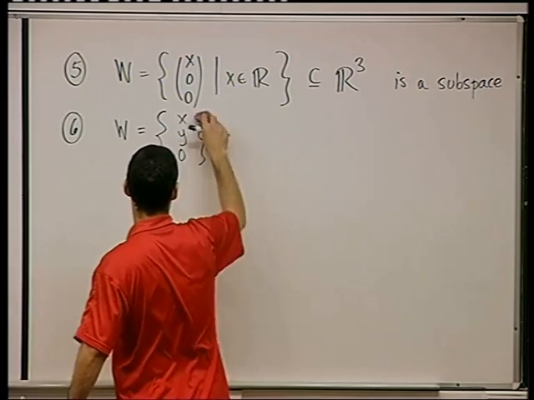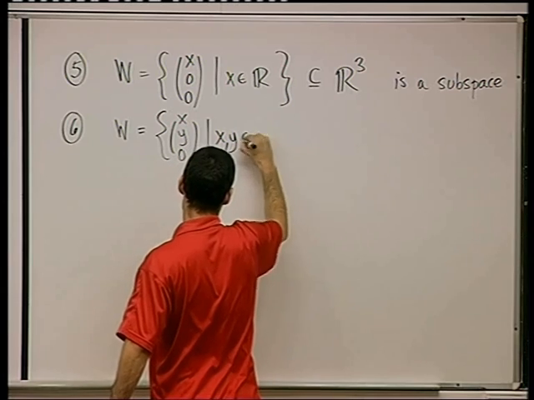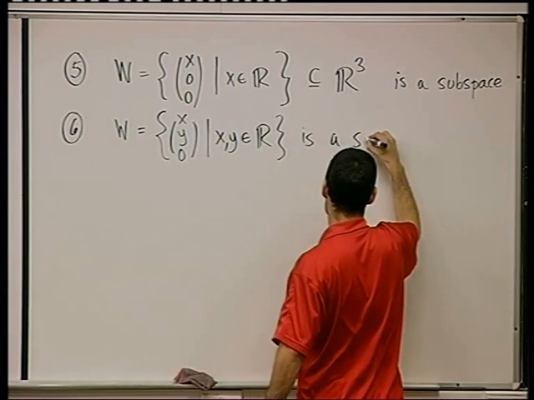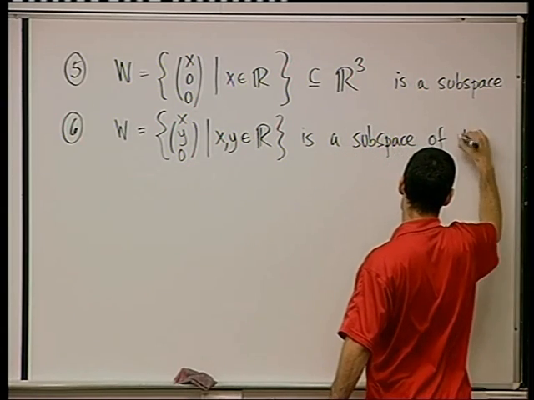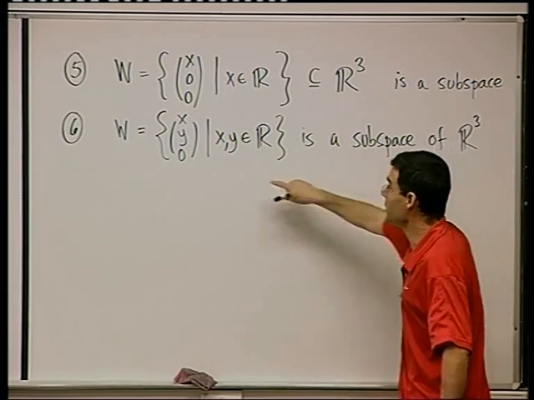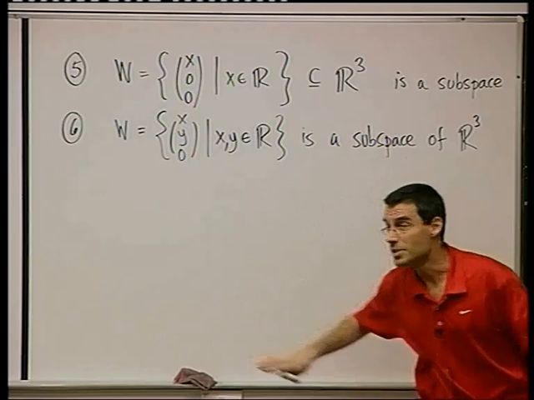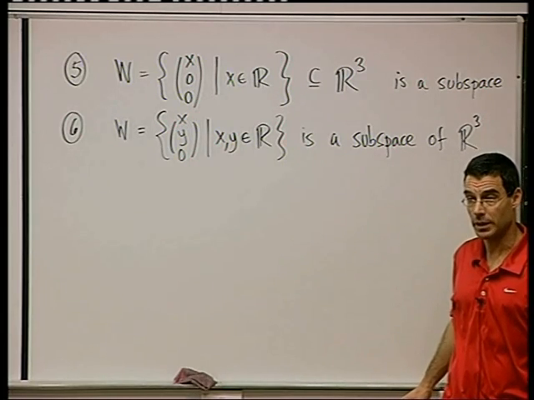Okay, so another example of this sort, all the vectors of the form x, y, 0, where x and y are in R, is a subspace of R3. For the same reason. And what is this? This is the xy-plane sitting in 3-dimensional space. Do you see that? Geometrically.